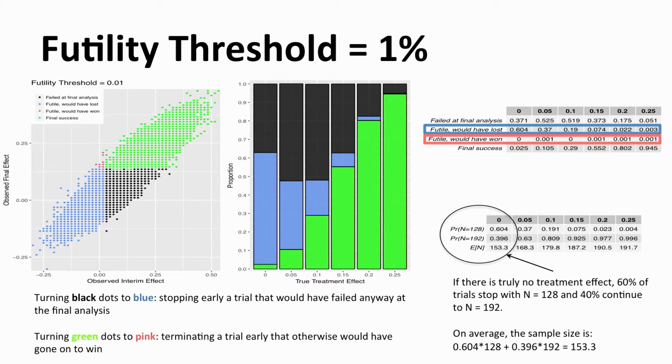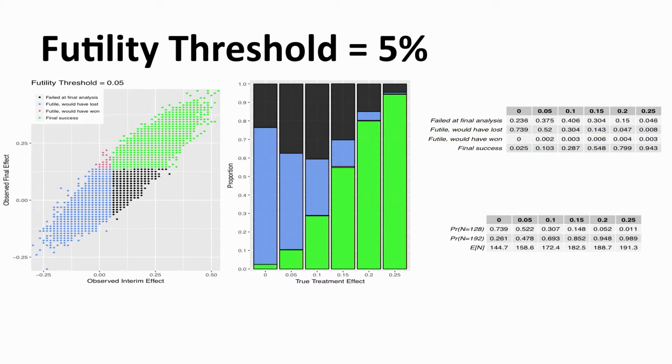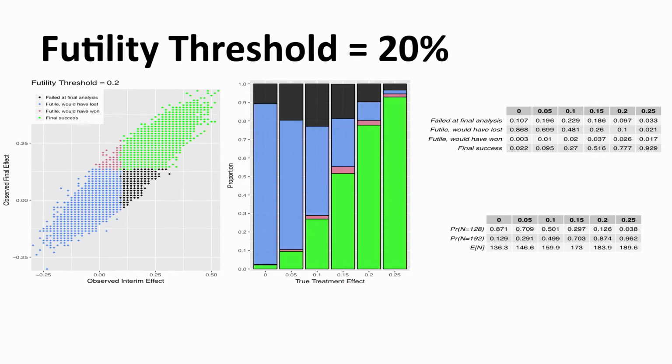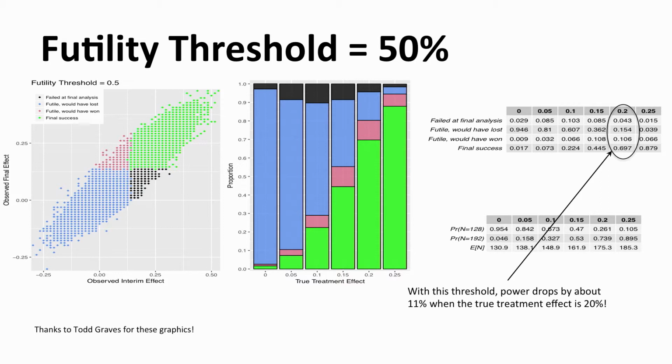As we start to increase our futility threshold to 5%, 10%, 20%, or even 50%, you can see how the height of those bars changes. So as we increase that threshold, we start to stop more of our unsuccessful trials early. That is, we're turning more of the black dots to blue, but we are also making more mistakes and turning some of those green dots to pink.